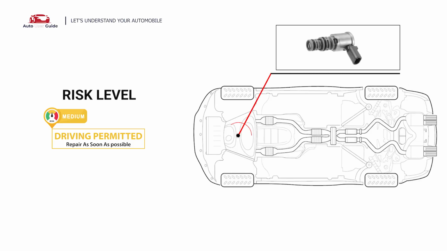This engine code indicates that the TCM detected an electrical issue, such as an open circuit or a short to the power source within the control circuit of the shift solenoid responsible for changing gears. Under this circumstance, short-distance driving is permitted, but your vehicle should be repaired as soon as possible.